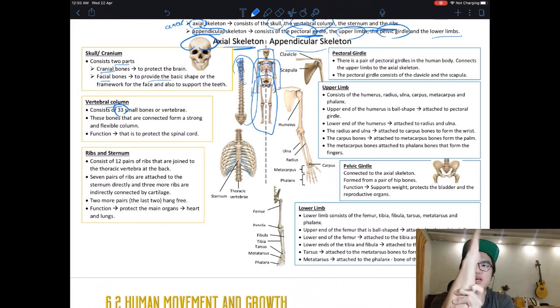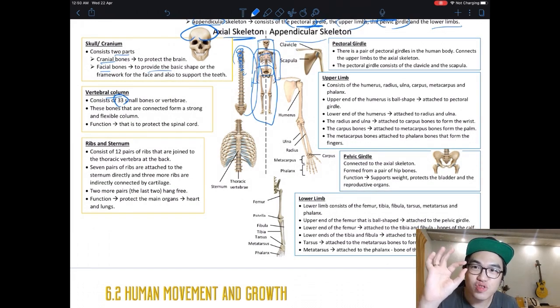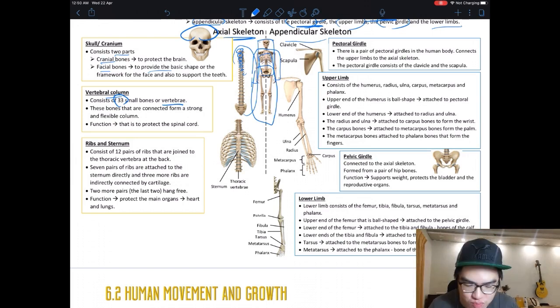Okay, they are very flexible. That's why you can move your back like that. These small bones, we call them vertebrae. Each one is called a vertebra. You have 33 vertebrae, and they are connected and very flexible.